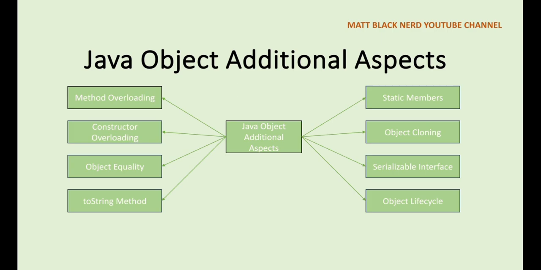These are the additional aspects of Java objects. Let's look at these aspects in detail.